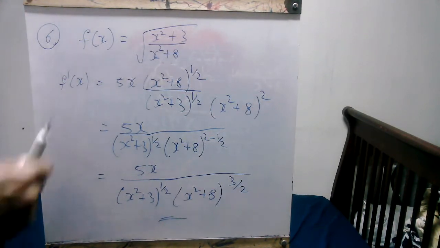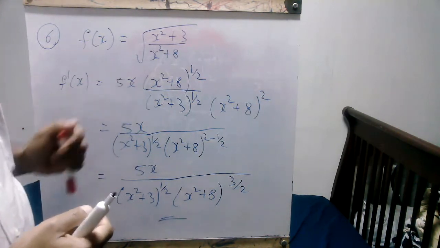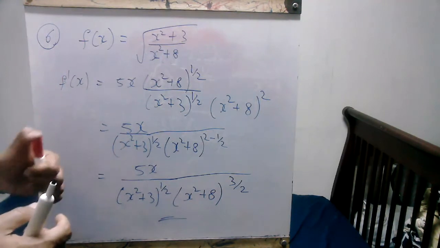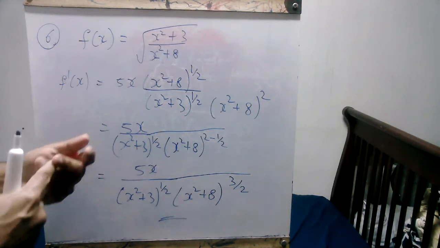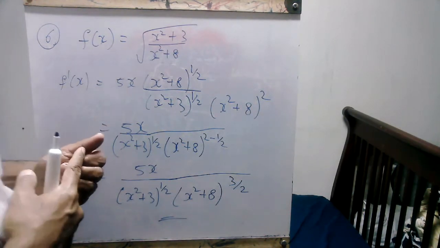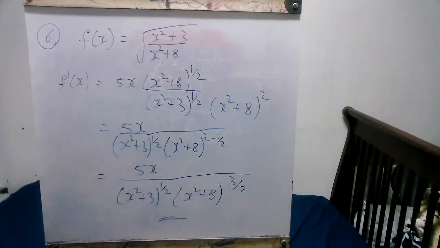So some of you may find this hard because of algebra, not because of differentiation. Finding derivative, we learned the power rule, product rule, quotient rule, and chain rule, right? 4 rules we learned so far.